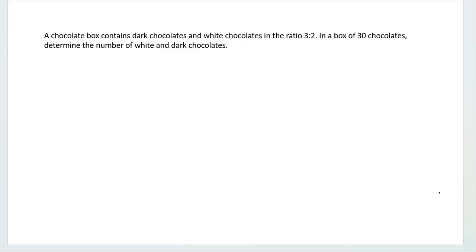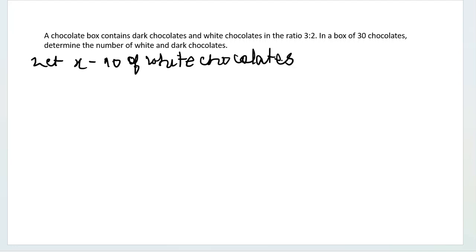Another problem: a chocolate box contains dark chocolates and white chocolates in the ratio 3:2. In a box of 30 chocolates, determine the number of white and dark chocolates. So again, we are not given the number of white and dark chocolates. So we take, let x be the number of white chocolates and y be the number of dark chocolates.